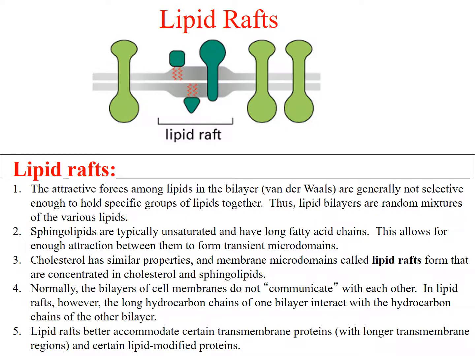In the lipid rafts, the fatty acids, the long hydrocarbon chains of one layer actually interact with the other. So there are interactions holding together a differential structure between the two leaflets, whereas outside the lipid rafts that doesn't seem to be the case. And lipid rafts, these microdomains, will accommodate certain transmembrane proteins and lipid modified proteins as well. So there are lipoproteins that seem to be found here.